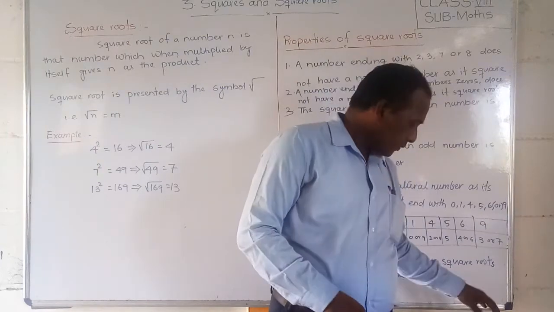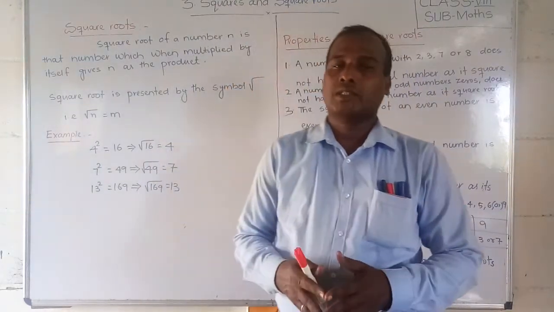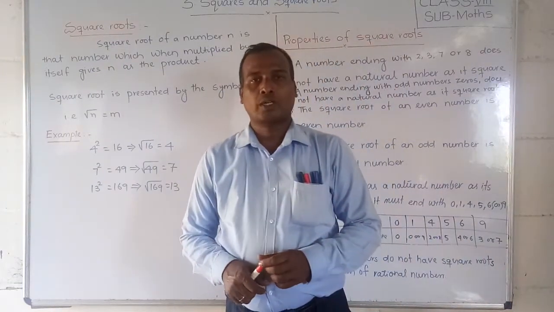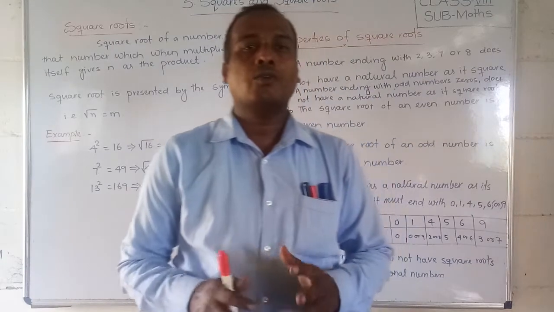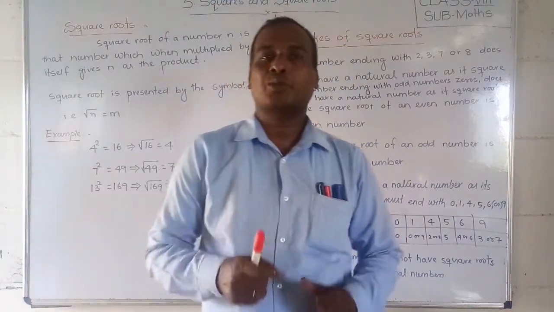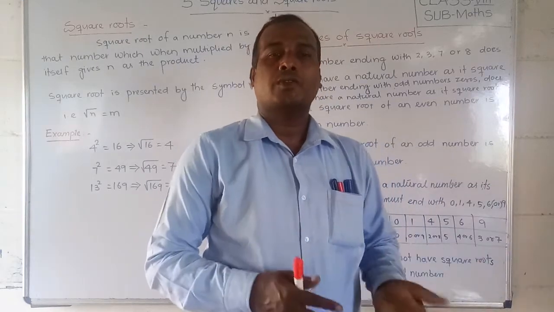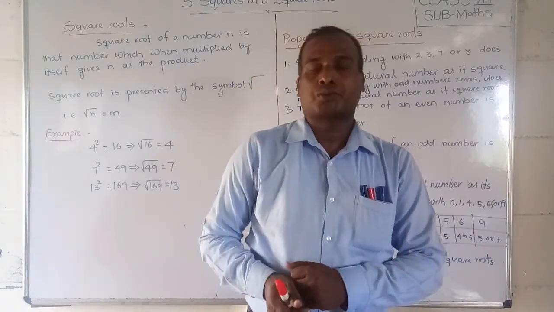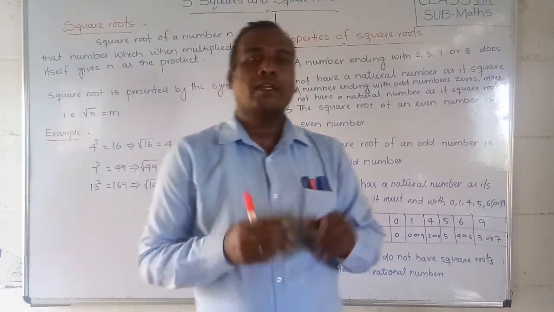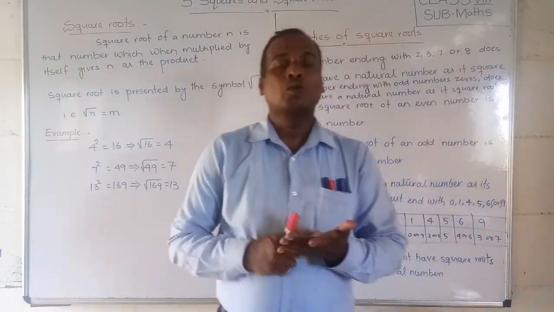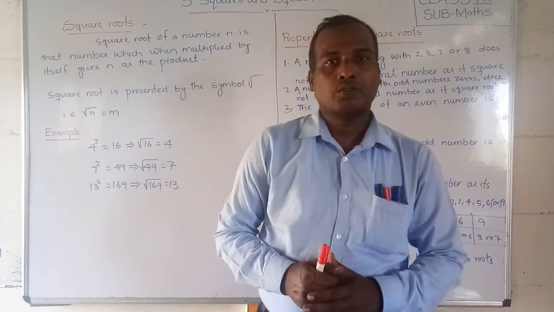Okay students, in the previous video we already discussed different easy methods and also shortcut methods. Today we are going to discuss how to find the square root of a number. If it is a perfect square number, then we can find the square root. Already I have told you, if a number ends with 2, 3, 7 or 8, it is not a perfect square number.